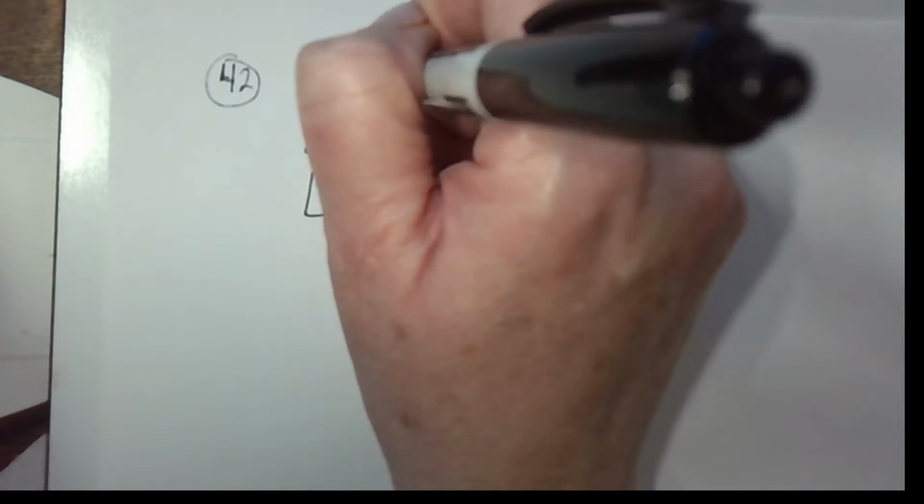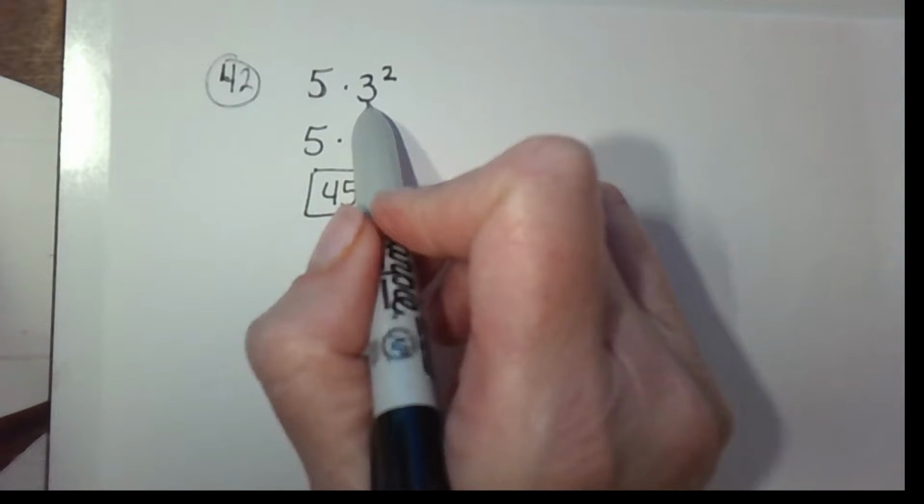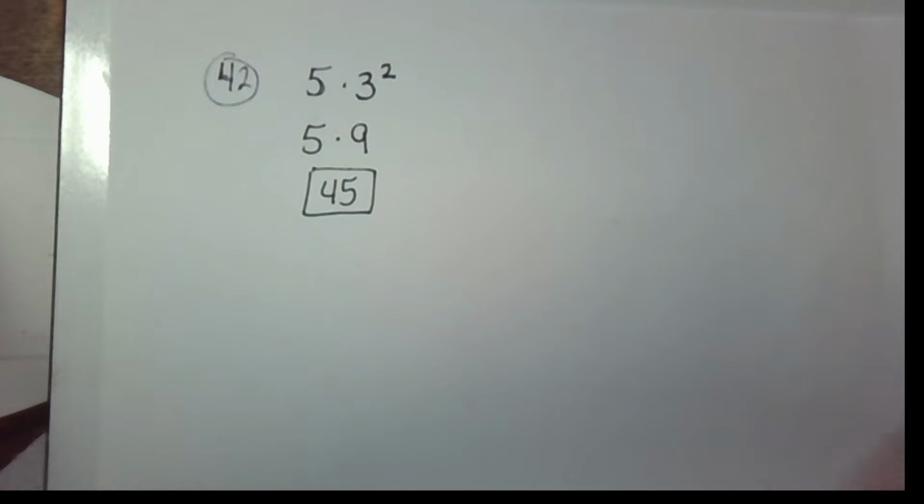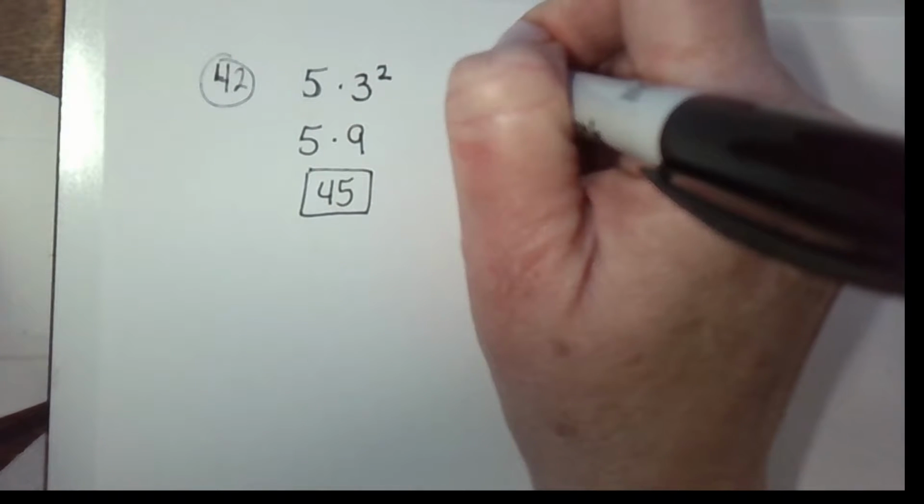Okay, so there is an order here. We don't do 5 times 3 is 15, and then square that. That would be a different number. So the order does matter. Okay, let's jump to 56.